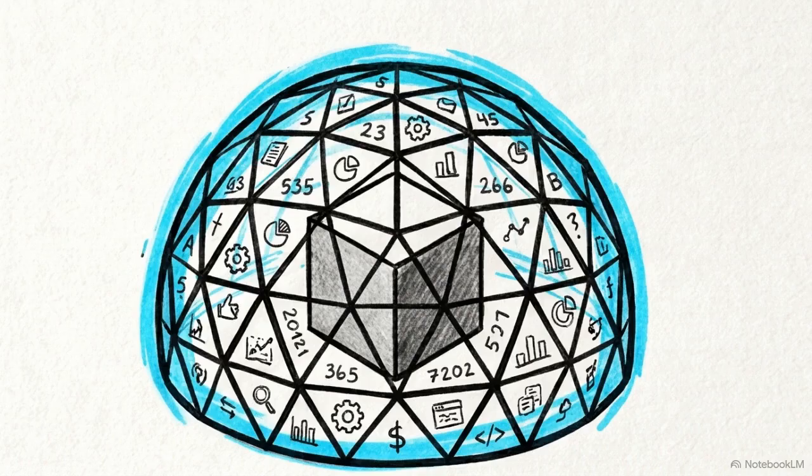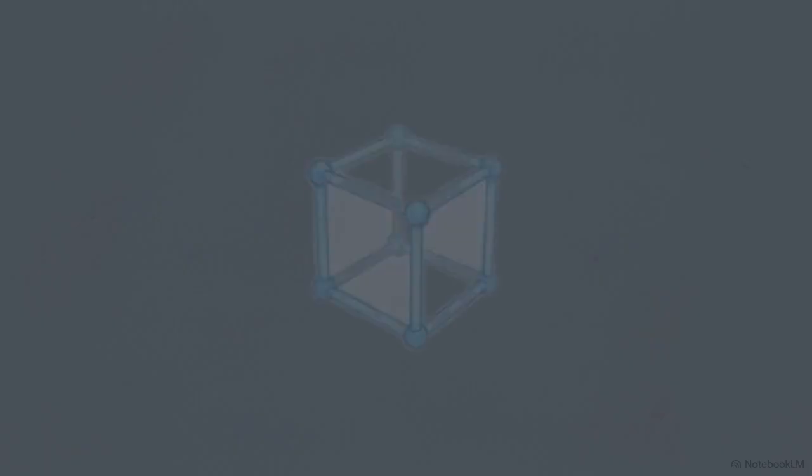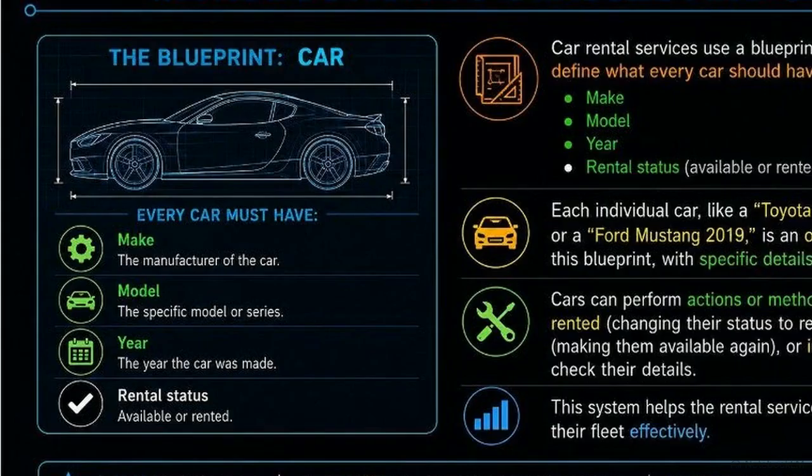Managing modern complexity requires a shift in strategy, moving from the execution of isolated functions toward the design of robust, self-contained objects. The foundation of this design is the class. A class is an immutable blueprint. It doesn't hold actual data itself, rather it dictates the exact structure of what we want to build. The car blueprint defines strict requirements. Any car created must have attributes for a make, model, year, and rental status.